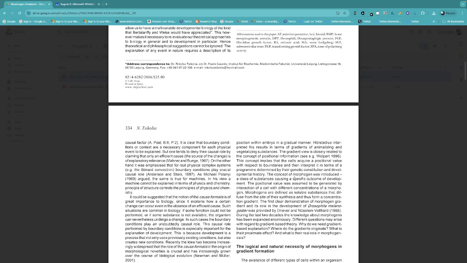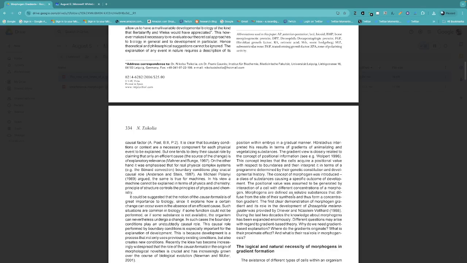You have this class of substances that can be very generic. You can define it as any substance that you can think of, but it has to cause a specific outcome in development, and it has to have some positional specificity. So this is important, also in terms of this concept of the morphogen. The positional value is assumed to be generated by interactions of a cell with different concentrations of a morphogen.